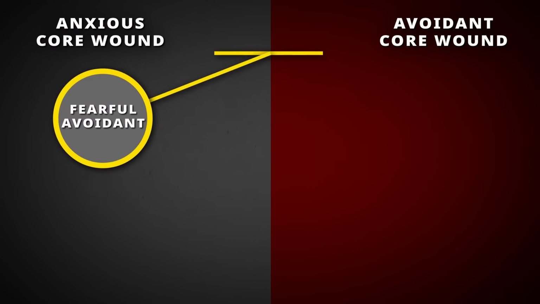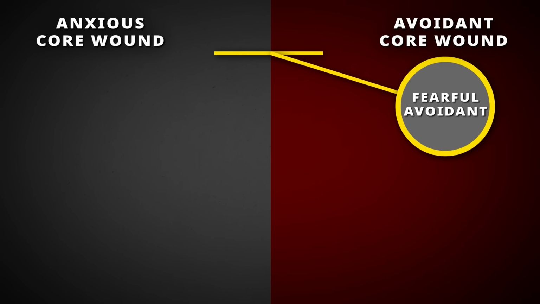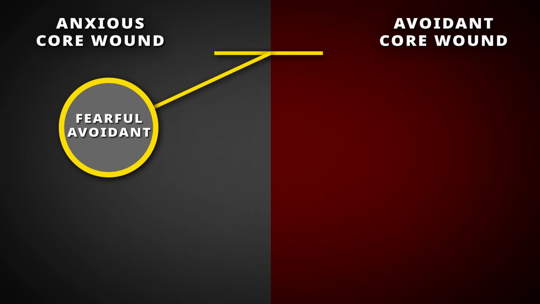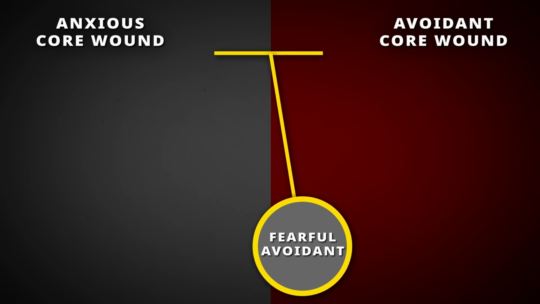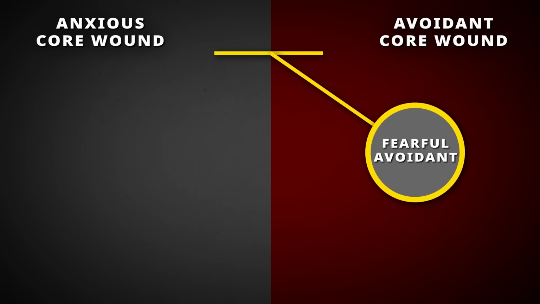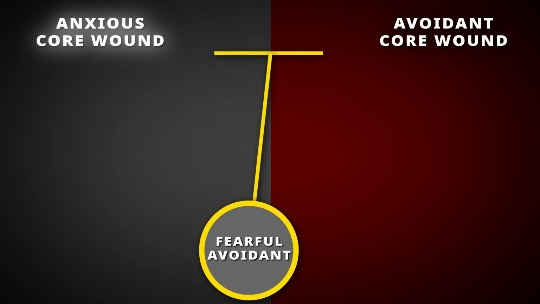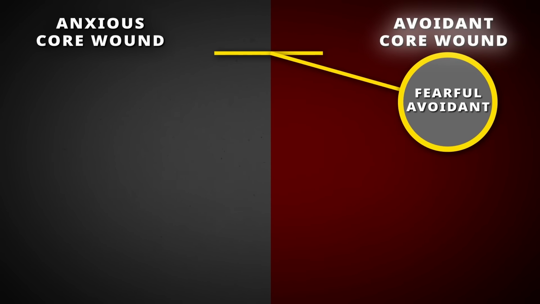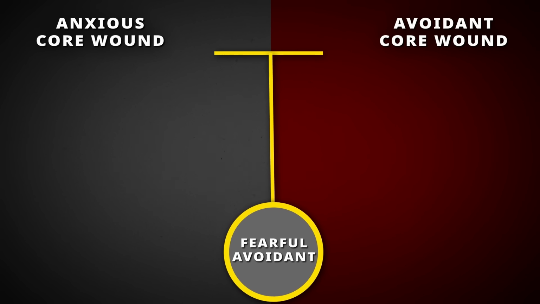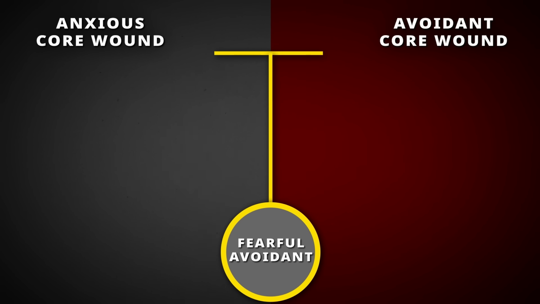Check this out. This is a visual representation of how it's generally believed that a fearful avoidant operates in relationships. It's like a kind of pendulum. On one end of the pendulum, you have their anxious side, and on the other end of the pendulum, you have their avoidant side. Now, the basic thinking goes like this. If they encounter a person in their lives that irritates one of their core wounds, the pendulum will swing towards the core wound that was irritated.